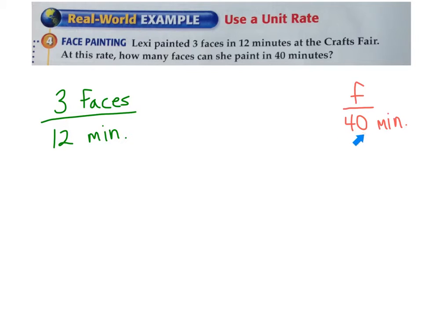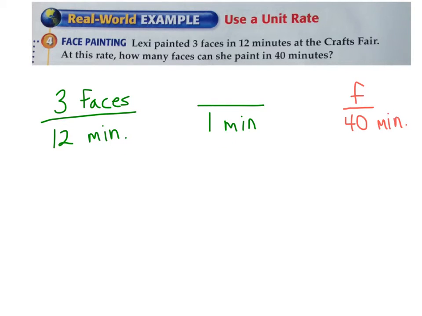Now notice this isn't a unit rate right here because I'm not finding out how many faces she'll paint in 1 minute. But if I could find the unit rate, okay, if I knew how many faces she would paint in 1 minute, then I can find out how many she'll paint in 40 minutes. So let's use the original ratio we were given right here, and let's find the unit rate for that. So just like before, I'm going to set up my unit rate here, and so I want to find out how many faces in 1 minute.